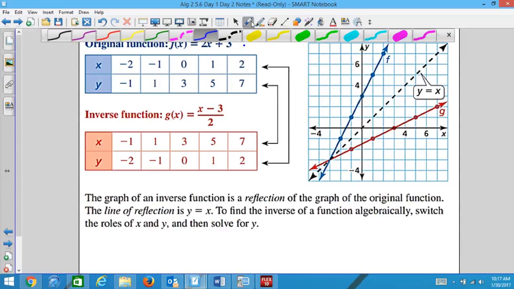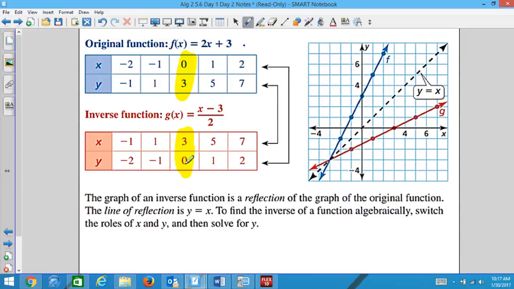Look at the original function and the inverse function. Tell me something you notice about them. What do you notice? X and Y just switch. I'm not using the word flipped because that, to me, sounds like you're going upside down. I'm going to say they're interchanged, they switch. If the functions are inverses, all the ordered pairs switch. All the x's and y's switch. When you graph them, this always happens.